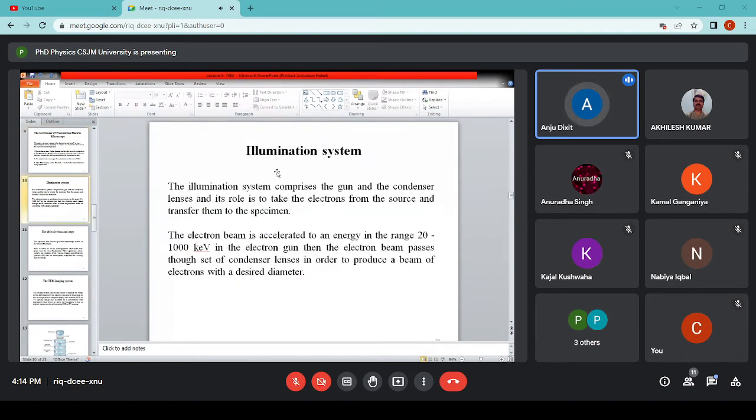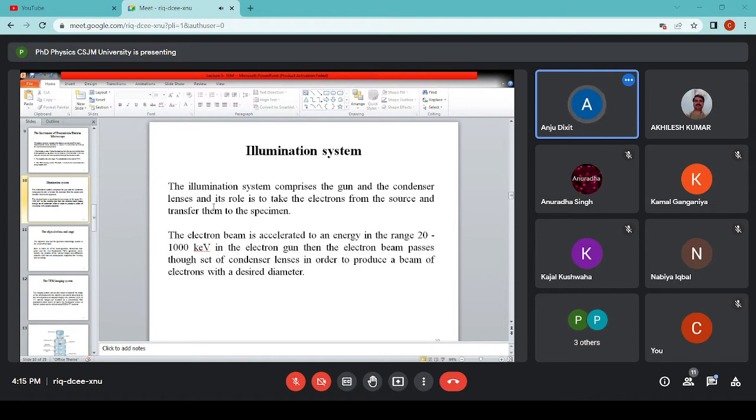So first is the illumination system. The illumination system comprises the gun and the condenser lenses, and its role is to take the electrons from the source and transfer them to the specimen. So the illumination system has a very significant role.